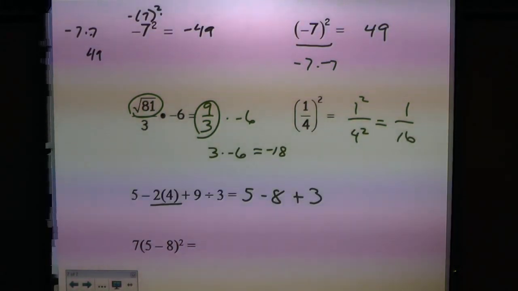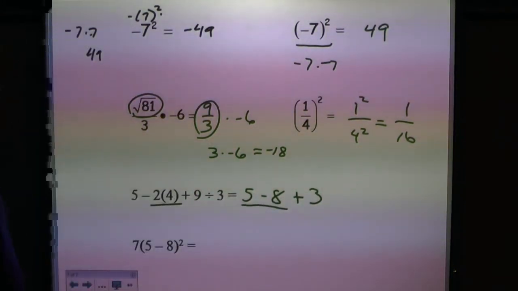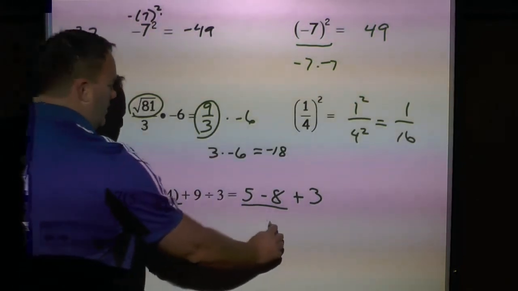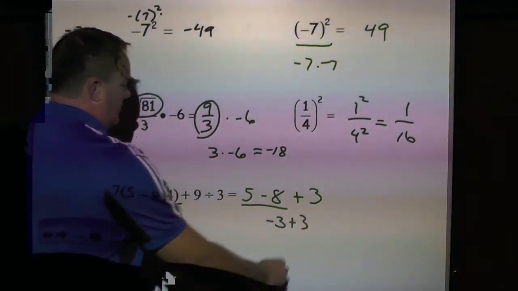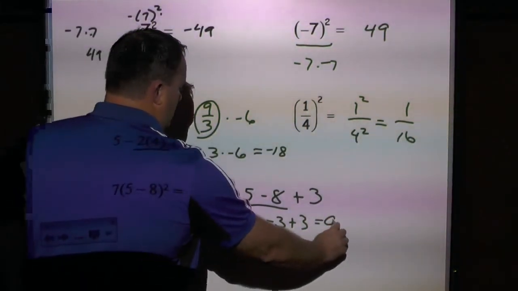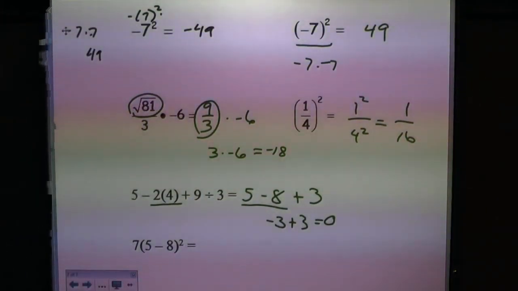At this point, it's just straight addition and subtraction. But when we do it, subtraction comes first. So 5 minus 8, different signs, subtract, give the sign of the larger number. So you end up with a -3 plus the 3. So -3 plus 3 gives you 0. All right, we got one more to go.